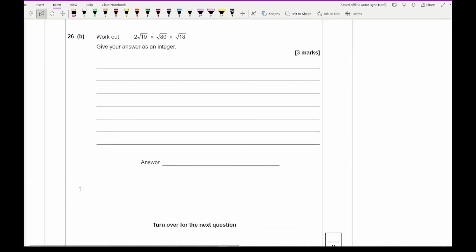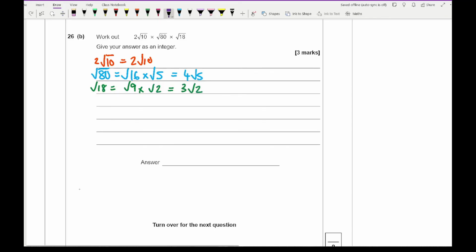Moving on to 26b, it says work out 2 root 10 times root 80 times root 18. Now for this, what you want to do is simplify the surds. So 2 root 10 can't be simplified, so that's just simply 2 root 10. Root 80 can be written as root 16 times root 5, which is 4 root 5. Then with root 18, I can write that as root 9 times root 2, which is 3 root 2.